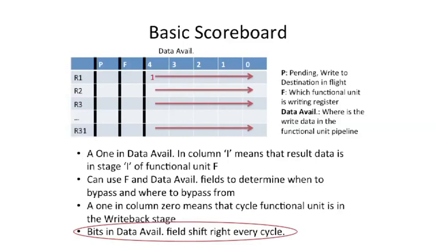So you need to use the functional unit and the data available fields to figure out when to bypass and where to bypass from. And then if the pending bit is 0, that means go look in the architectural register file. Do not go pick it off the bypass network.